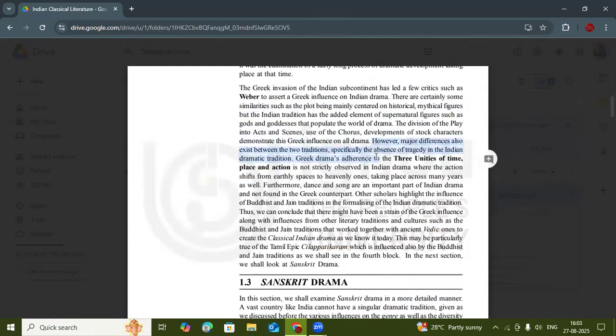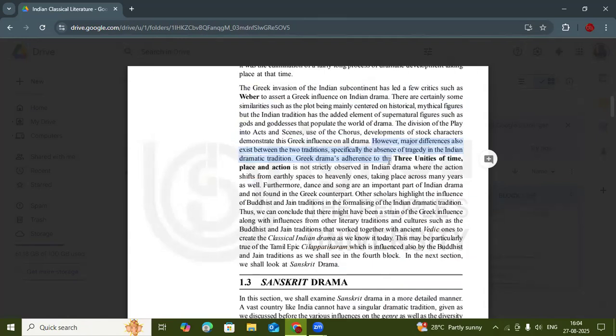However, major differences also exist between the two traditions. Specifically, the absence of tragedy in the Indian dramatic tradition. So in Indian dramatic tradition, tragedy will be absent. Greek drama adheres to the three unities of time, place, and action. So I will explain it because as you study further, you're going to study more and more about these three unities of time, place, and action. So I'm going to explain it now.